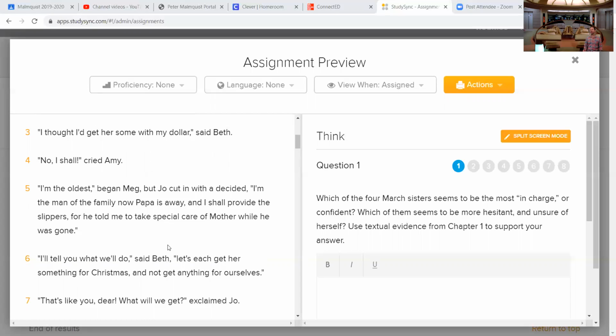All right. Now, if you think one of the other sisters was the most in charge and confident, that's okay, but you're going to have to support your answer with something else, with another part of this story. Okay. But if you want to go with who we're looking at here, Joe, use paragraph 5 in your response.